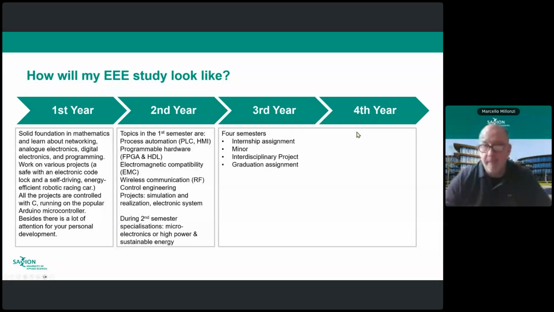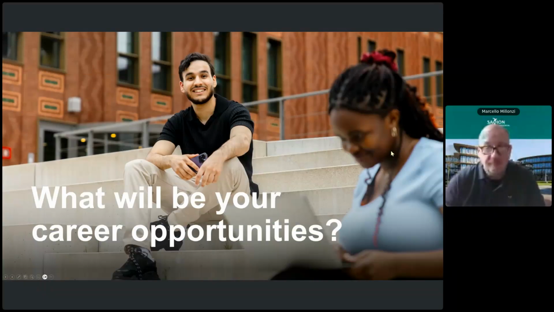And again, the 3rd and 4th year are similar to the 3rd and 4th year of applied computer science. We have 4 semesters, and you will end with your graduation assignment at a company. I was kind of already hinting towards what your career opportunities will be. For both the programs, these are really good.